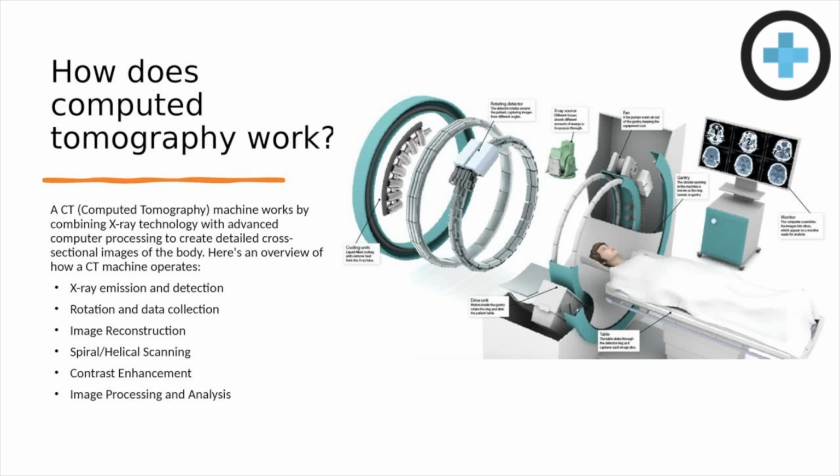Many modern CTs are using a technique called spiral or helical scanning. In this method, the table moves continuously through the scanner while the X-ray source rotates, creating a spiral pattern for data collection. This allows for faster scanning and the ability to create three-dimensional images. In some cases, contrast medium is injected into the patient's bloodstream or given orally to help enhance visibility of certain structures or blood vessels, and make it easier to differentiate between various types of tissues and abnormalities.